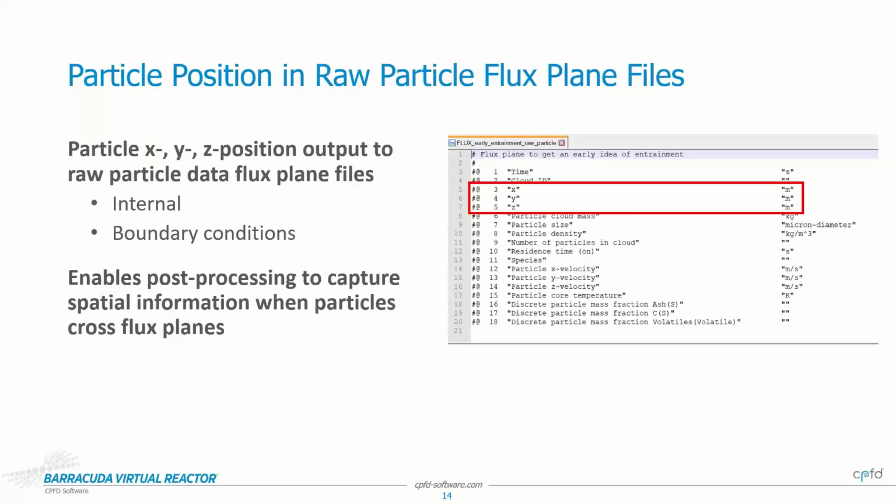We've also added some extra information into flux planes with raw particle data. So if you have a flux plane that's either internal or at a boundary condition, raw particle data will now include the position of particles as they pass through the flux plane. You can see here in this screenshot, columns 3, 4, and 5 are XYZ position of the particles. And this will allow you to perform detailed analysis based on particle position, which can often be important.